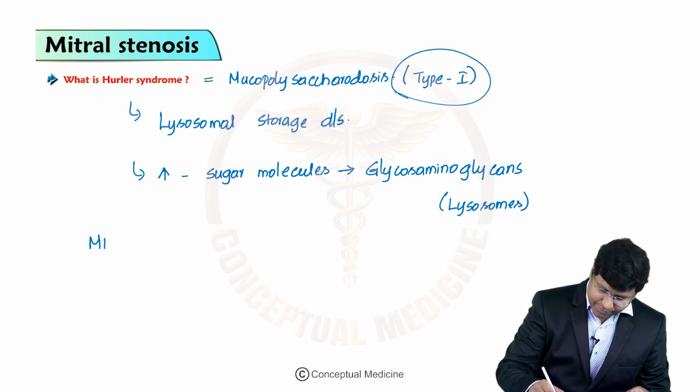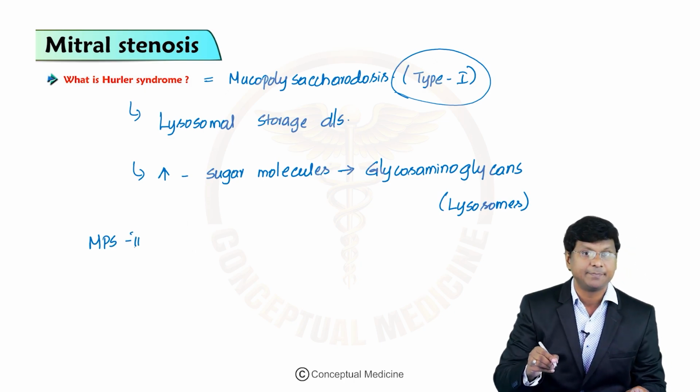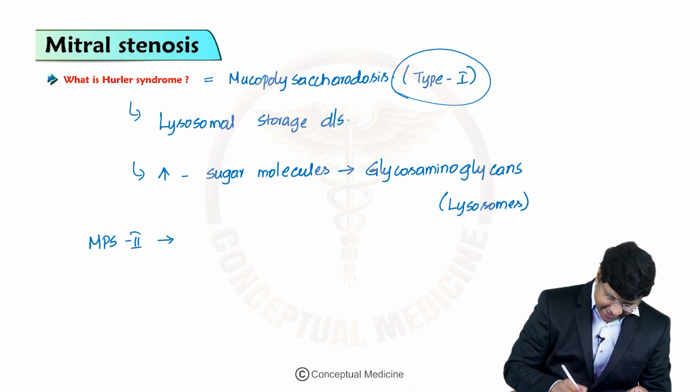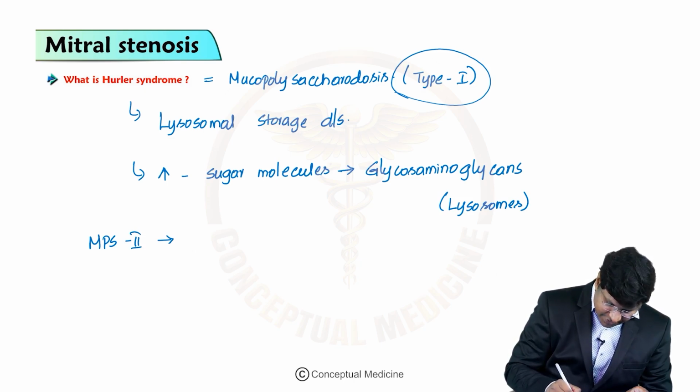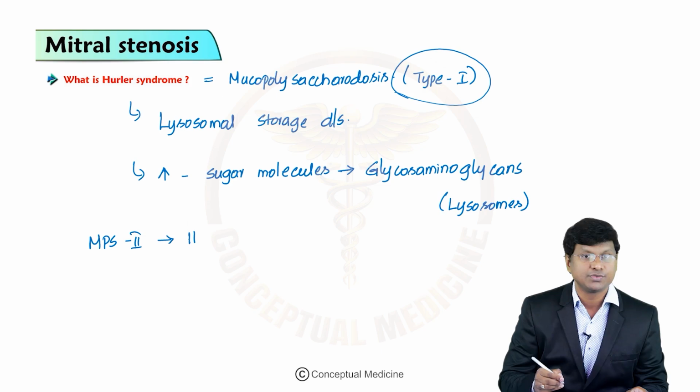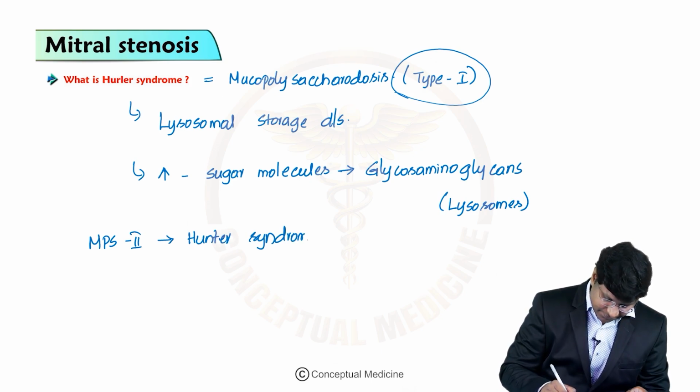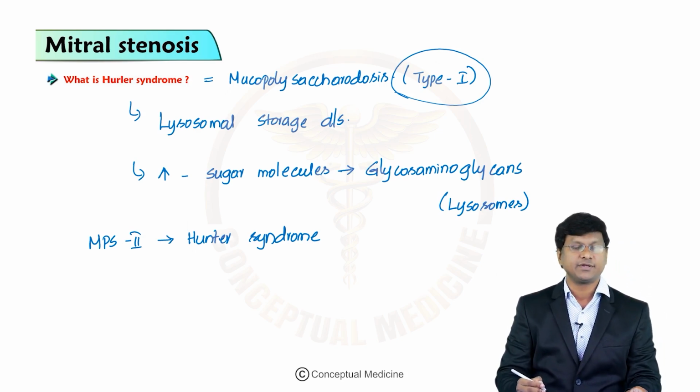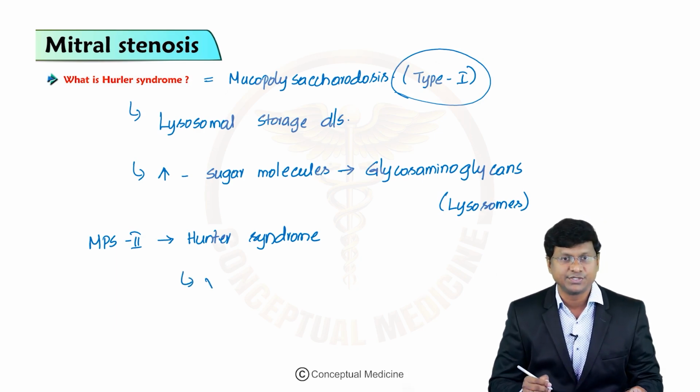And this is mucopolysaccharidosis type 1. We have mucopolysaccharidosis type 2 also, and this type 2 is called the Hunter syndrome. So Hunter syndrome and the Hurler syndrome are both different, whereas mucopolysaccharidosis type 2 is the Hunter syndrome.